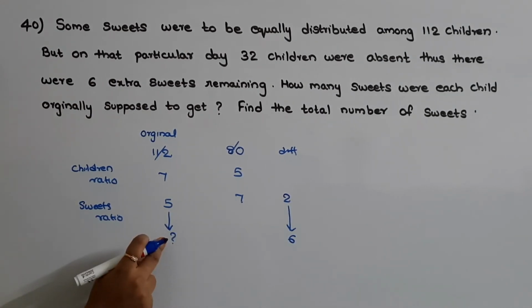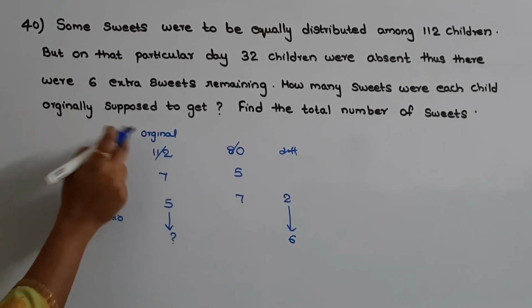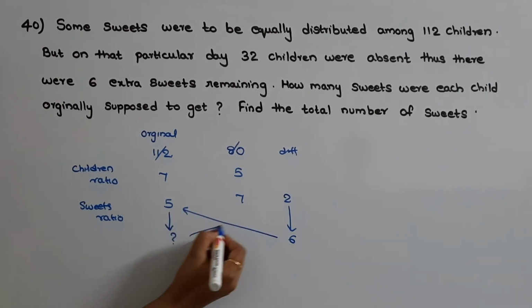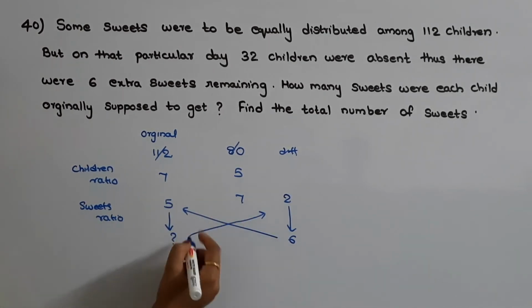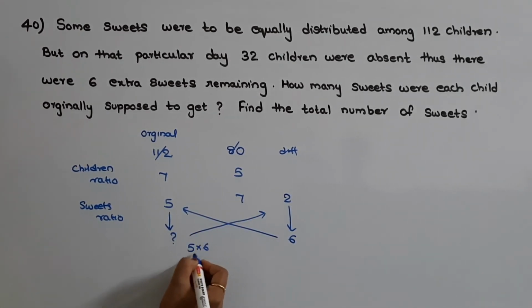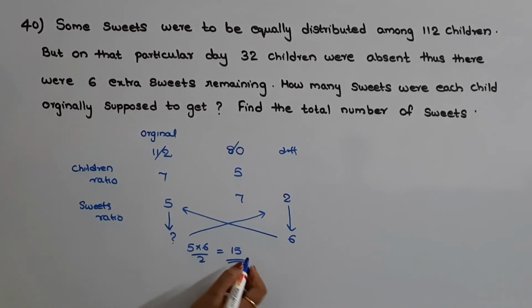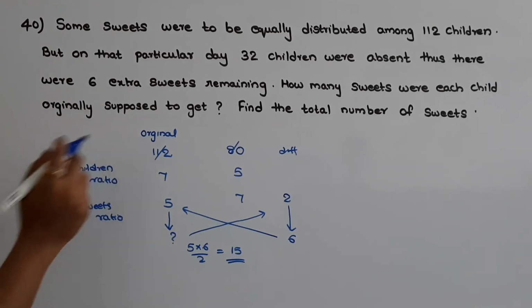On finding this answer, we will get the number of sweets which each child should get originally. Okay. So this we can find out by cross multiplying. So that will be equal to 5 into 6 divided by 2. That is equal to 15. So each child should get 15 sweets originally.